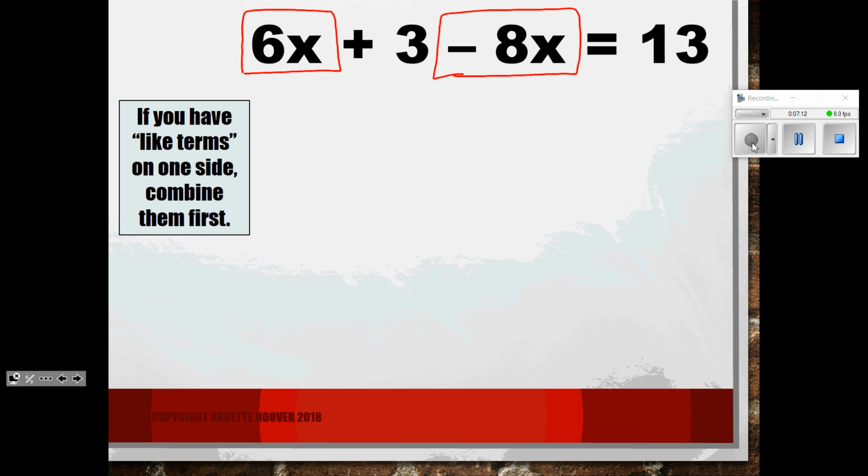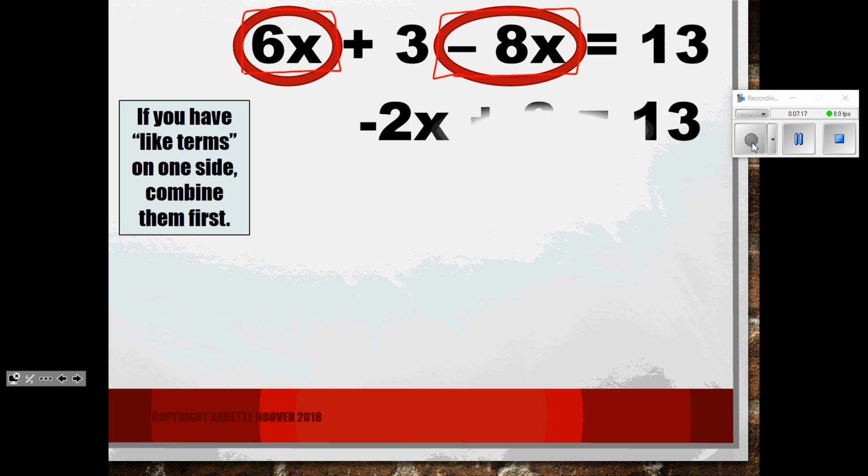So we have a 6x and a negative 8x. And when you put those together, one positive and one negative, that's a negative 2x. And then we're just going to copy down the rest of the equation. There's your plus 3, and there's your equals 13. So the only thing we did in that step was go 6x minus 8x is a negative 2x. Now we have our two-step equation.